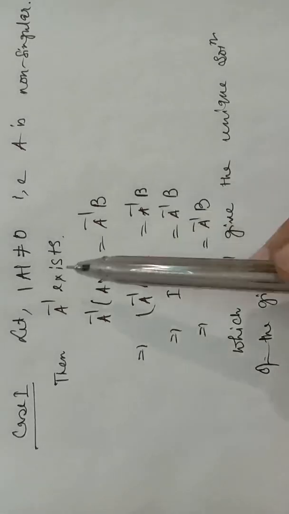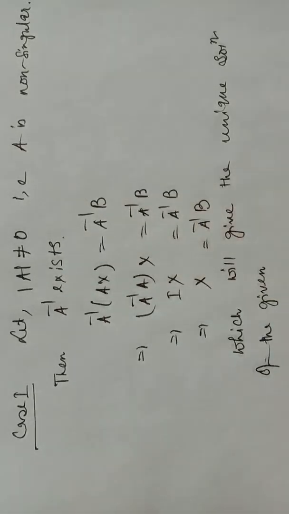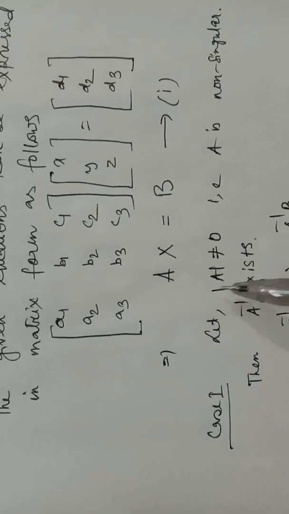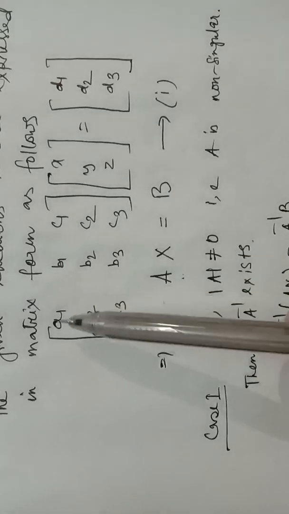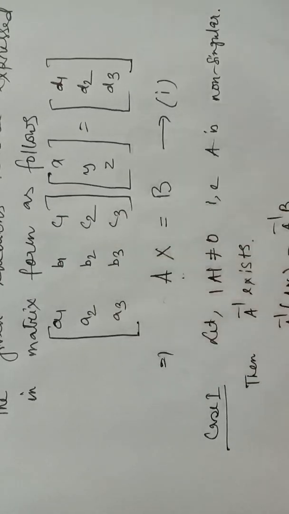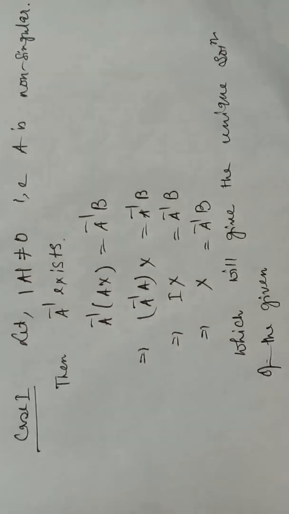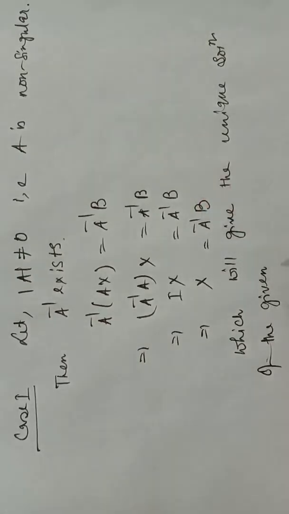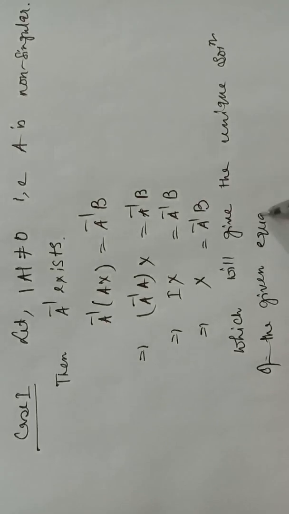So if det A is not equal to 0, that is, if A is a non-singular matrix, where matrix A means the coefficient matrix, the coefficients of x, y, z, we will get a unique solution from this relation, which will give us the unique solution of the given equations.